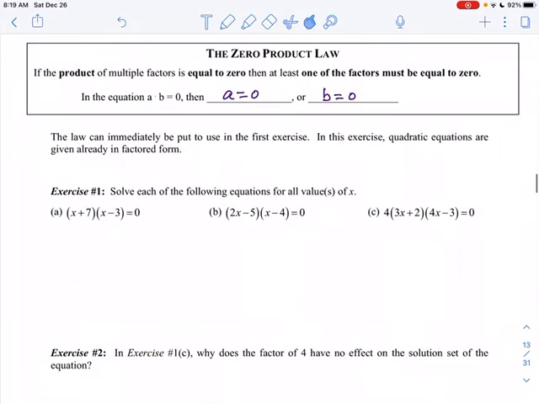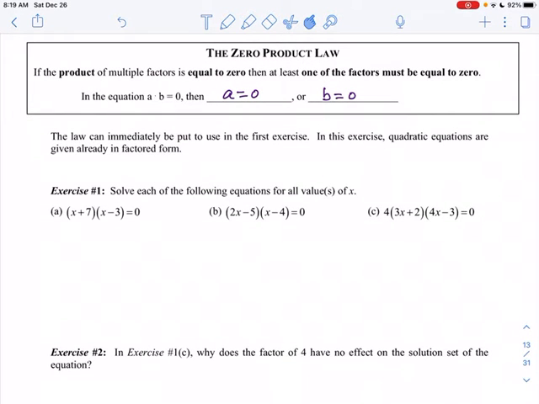All right, so let's look at how it's actually used. In this first exercise, I want to solve each of the following equations for all values of x. So x plus 7 times x minus 3 equals 0. Well, if they equal 0, one of them has to be equal to 0. So I'm going to take both of them, set them both equal to 0, and solve. You divide this up into two problems: x plus 7 equals 0 and x minus 3 equals 0.